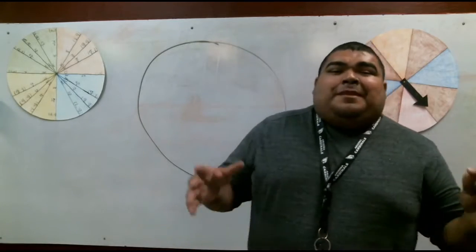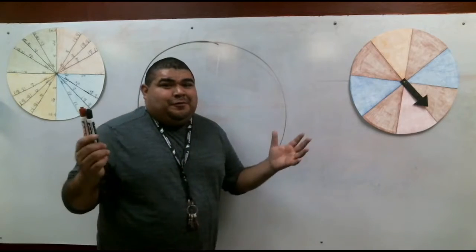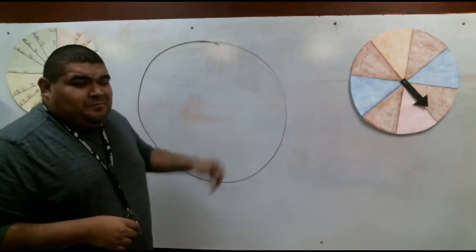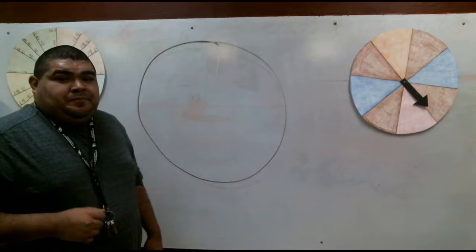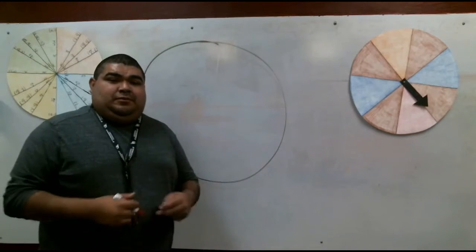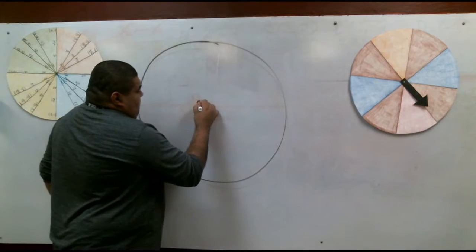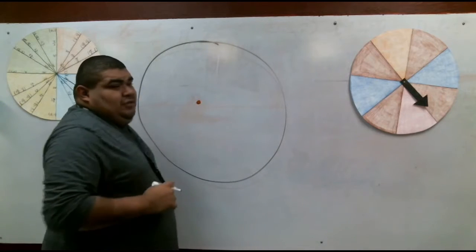Now, a little fun fact. Did you guys know that a circle equals 360 degrees? If you didn't, now you know. On our circle here, this circle has an origin or a center, shall we say. So we're going to put a little dot on the center. That's the center of a circle.